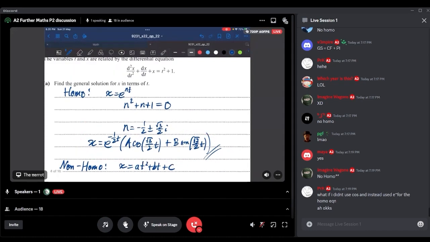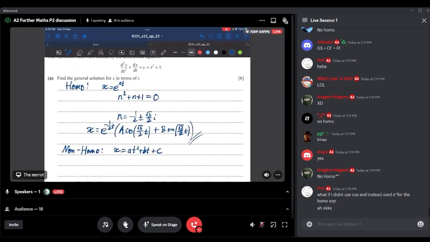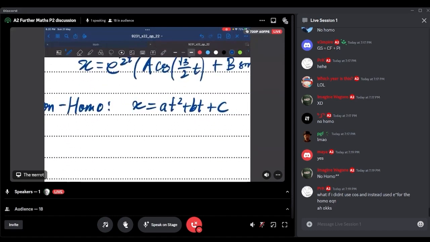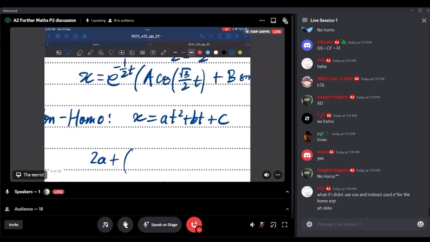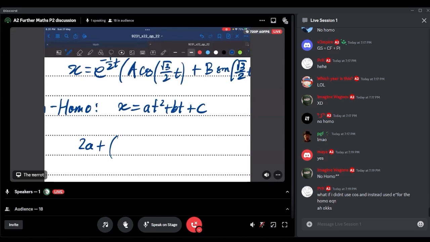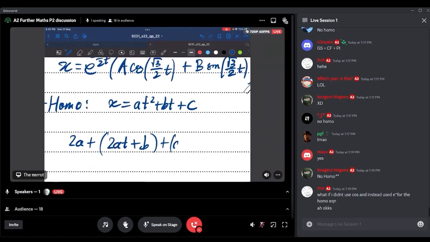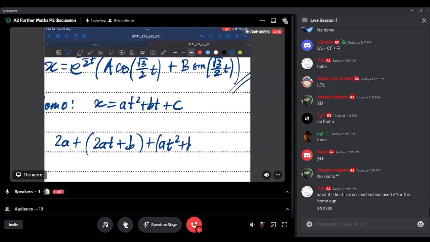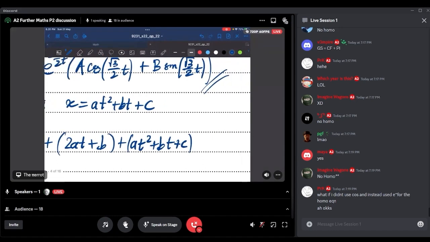Okay, so let's put it in. The second derivative of this x is just 2a. So 2a plus the first derivative, so that's 2at plus b, plus at squared. And then basically just everything here equals t squared plus 1.